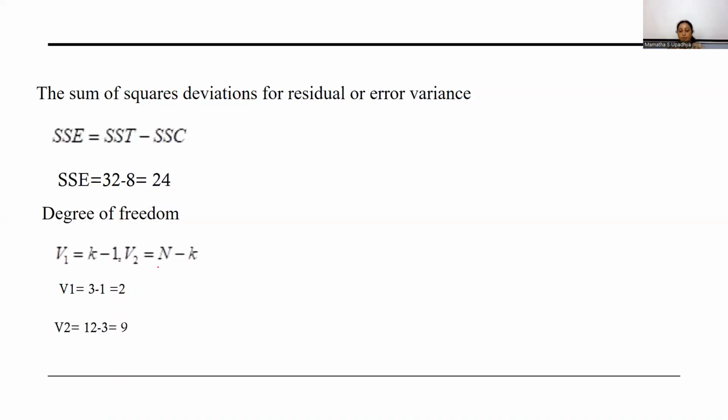So what is our V2? V2 is N minus K. So N is the total number of samples collected. So N is equal to 12 and K is equal to 3. So therefore, our V2 value is equal to 9.